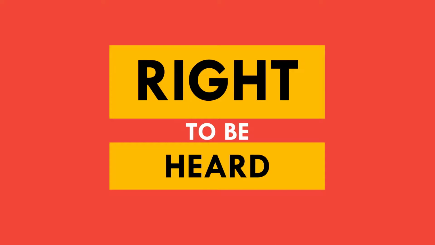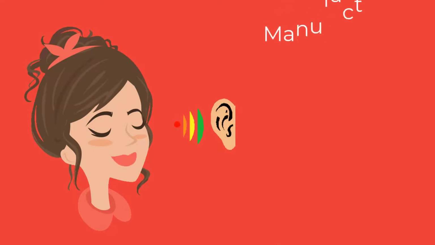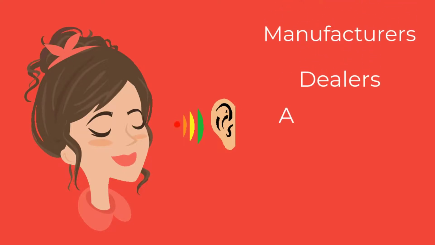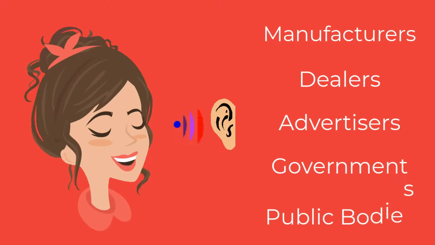The right to be heard. The fifth consumer right is the right to be heard, which is the right to express consumer interest in the making and executing of government policies. Thus, they have the right to be heard by the manufacturers, dealers, advertisers, government, and public bodies in case of dissatisfaction with a good or service.